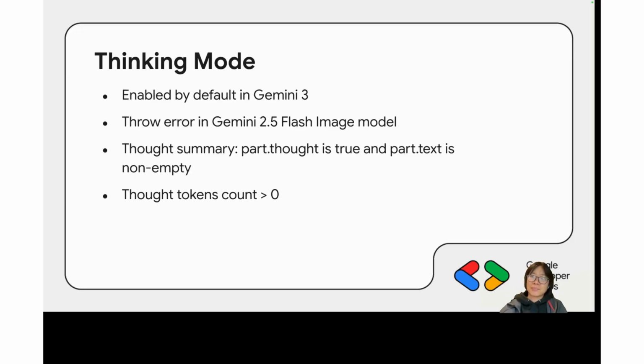Thought summary. So part.thought is true and part.text is non-empty. Then we know this is the thinking summary, or the thought summary, and we can print it out if we are interested in the reasoning that the LLM used to generate the final image. So thought tokens count is always non-zero because thinking mode is enabled by default. Well, it also means the total token count is the sum of the input tokens, the output tokens, and the thought tokens.